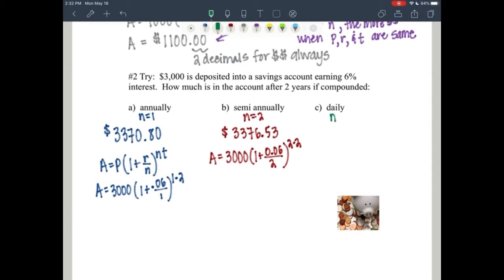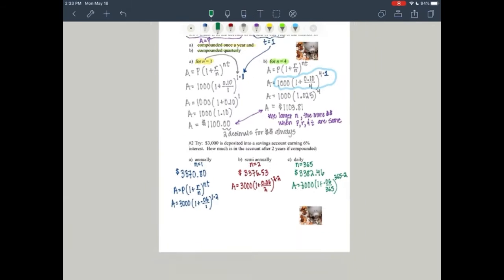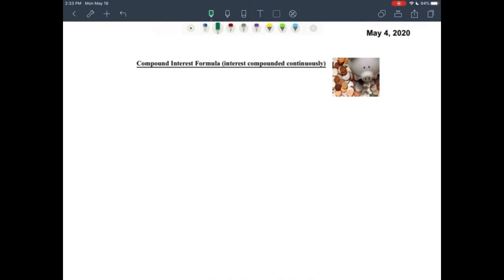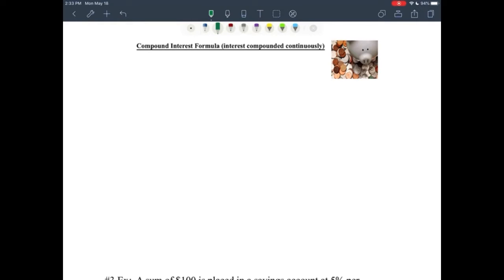And then the last one, daily, n equals 365. I got $3,382.46. A equals 3,000 times 1 plus 0.06 over 365 raised to the 365 times 2 power. And that's how you get those 3 answers. So hopefully you got the same, and we're ready to talk about compounding continuously.